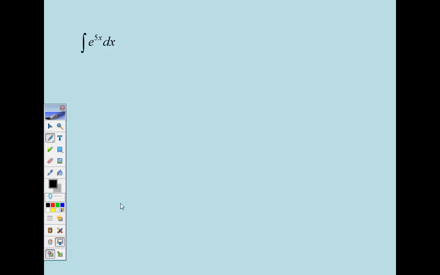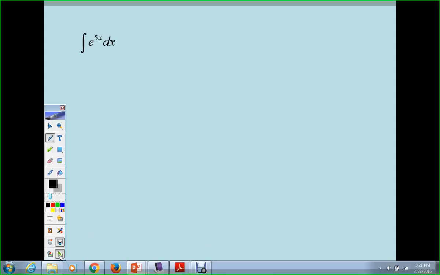Okay, let's try this one. Now for this one, let's let our u, our inside function, be 5x. So du would equal 5 dx. And I see in the integrand we would not need that 5, so I'm going to divide it across. And then I'm going to rewrite our integral in terms of u.